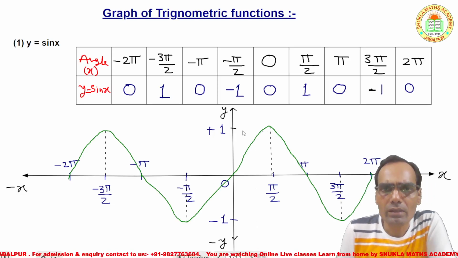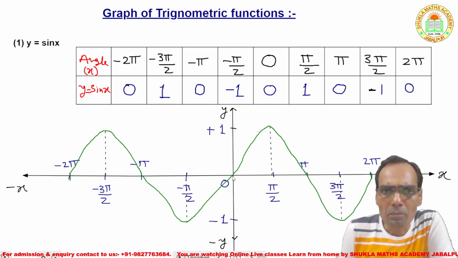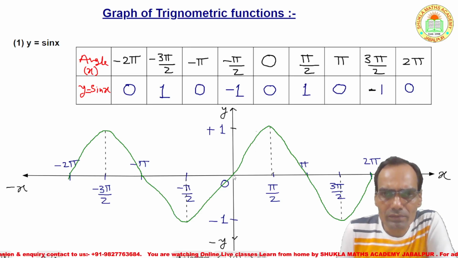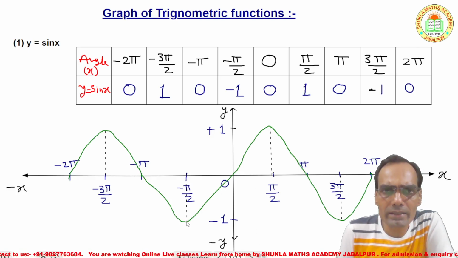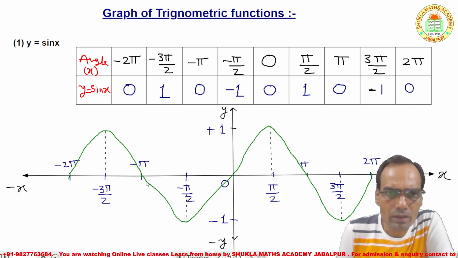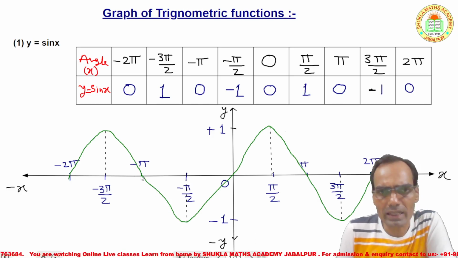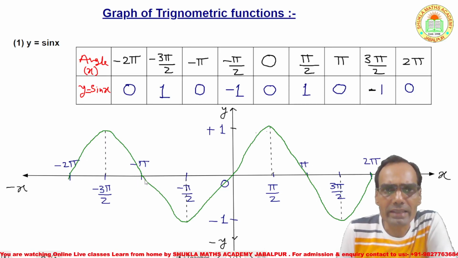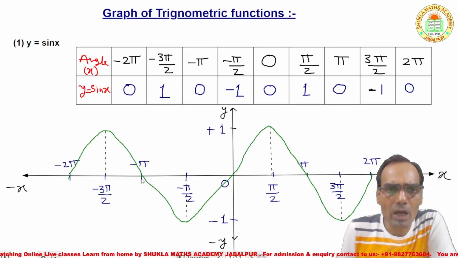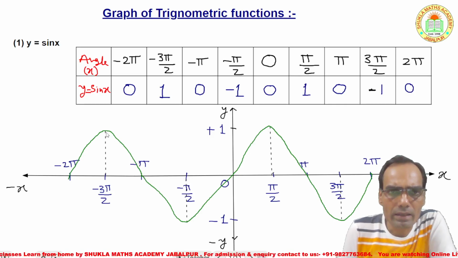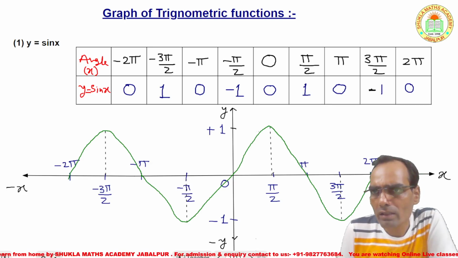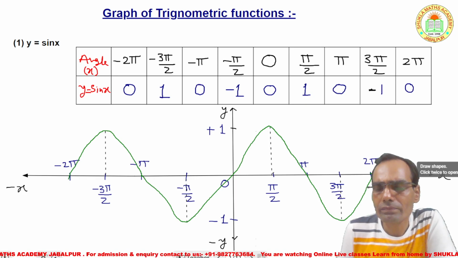In the negative side, now see that at minus pi by 2, the value is minus 1. So the graph is going down up to minus 1. And after that at minus pi it is 0. So the graph is going up to 0 on the x-axis at minus pi, right? Then the next value is minus 3 pi by 2. At minus 3 pi by 2, the value is 1. So the graph is going up to 1, right? We can draw the maximum value as 1. So draw dotted lines here.